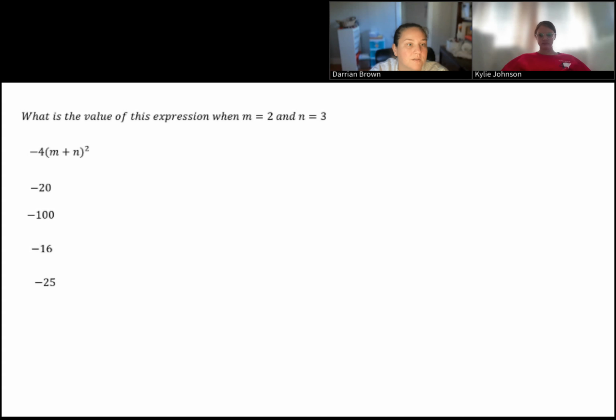So let's highlight those important things. We'll highlight our expression, and we also want to highlight the variables and their values. So m equals 2 and n equals 3. I'll give you just a second to do that. What slide number is this on Classkick? 6. Okay, thank you.